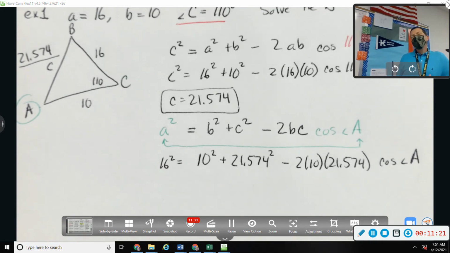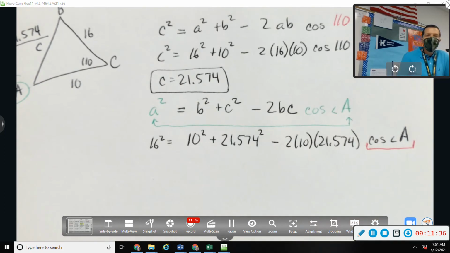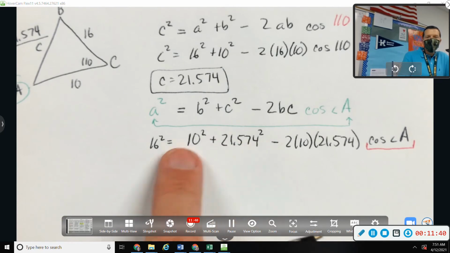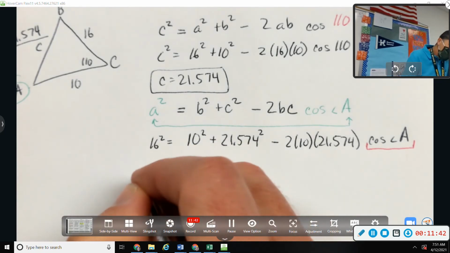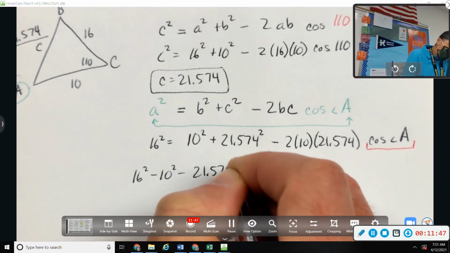And then what happens next is usually the place where people break down because their Algebra 1 skills have rotted, I guess. Or maybe they never were there, I don't know. But I've got to get cosine of angle A by itself. So let's move over the 10 squared and the 21.574 squared. Subtract them over.